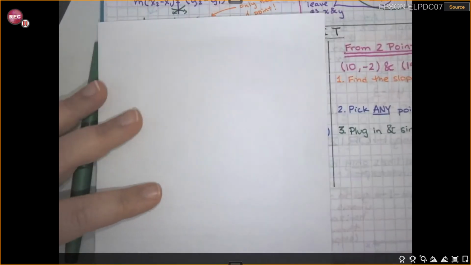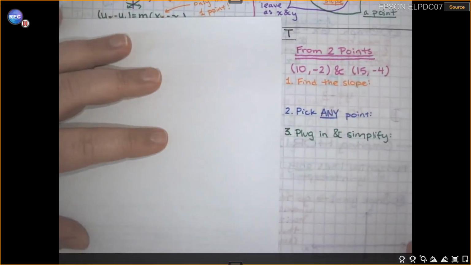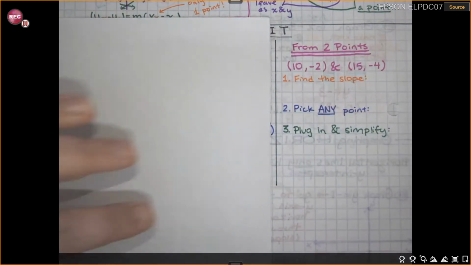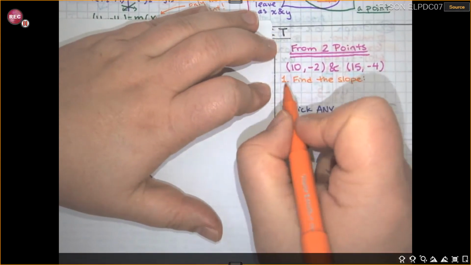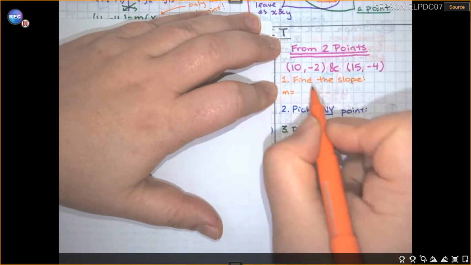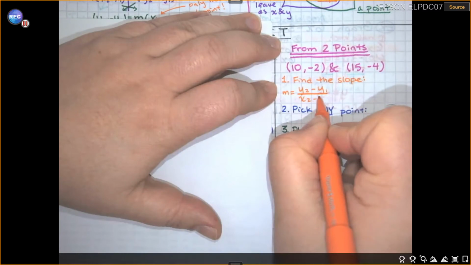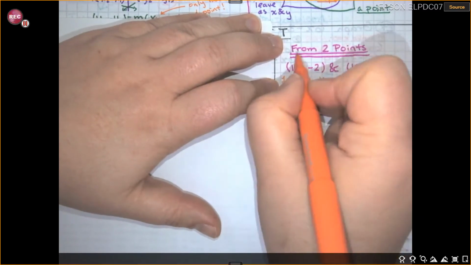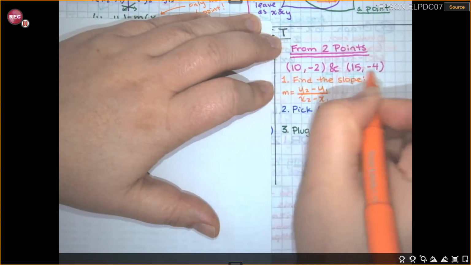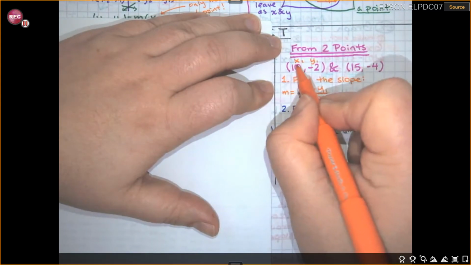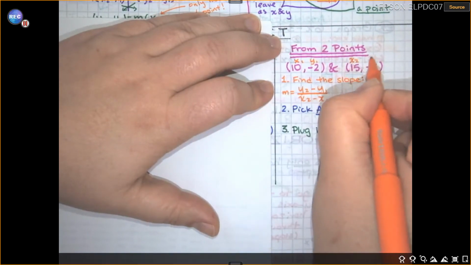Okay, and the last one is from 2 points. Okay, so again, this was the one that I'm always like, it's the most intensive, but if you have your calculator, then of course you are allowed to use that, because for this one we need to use the slope formula. So m equals y sub 2 minus y sub 1 over x sub 2 minus x sub 1. And I'm going to go ahead and label these up here. So I'm just going to make this the first point. I don't see any benefit in switching them at this time. So x sub 1, y sub 1, x sub 2, y sub 2.